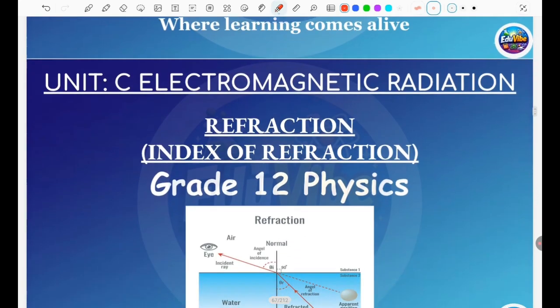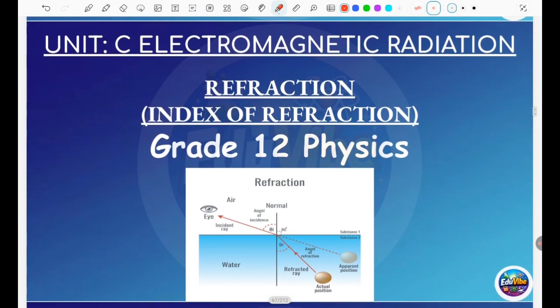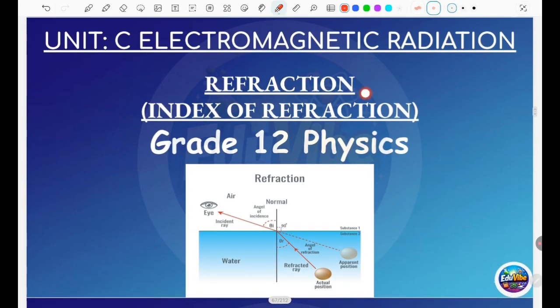Today we will start with another topic of Unit C, electromagnetic radiations, which is refraction, and we also talk about the index of refraction. As you know, we're doing that unit, and in the previous lesson we did mirrors. We did the ray diagrams and the mathematical analysis. So that was the topic for mirrors. Now we start with refraction, and this topic relates to lenses, and in upcoming videos we will do lens ray diagrams and the mathematical analysis of lenses too. So let's start with refraction.